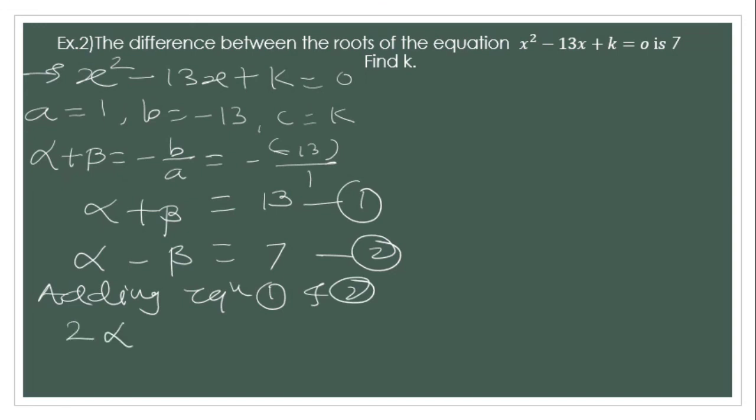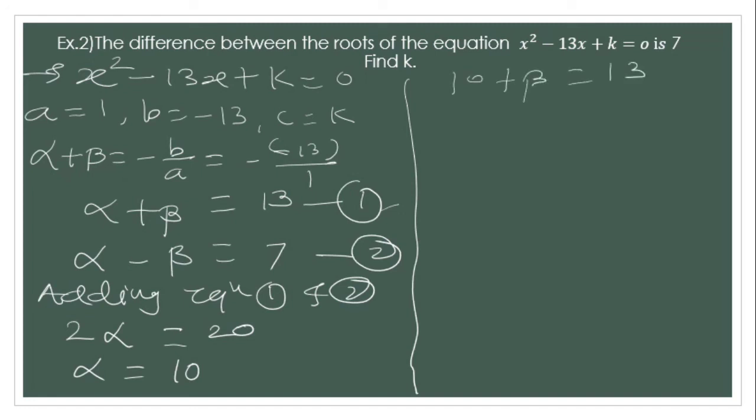Now same here, adding equation 1 and 2, we get 2 alpha, which is equal to 20. 2 alpha is equal to 20, hence the value of alpha is 10. Okay, now substituting the value of alpha equal to 10 in equation 1, we get 10 plus beta which is equal to 13, and hence beta is equal to 13 minus 10. Okay, this 10 is shifting to the right side, which is equal to 3. So the value of beta is 3. Okay, now we got the value of alpha as well as the value of beta.